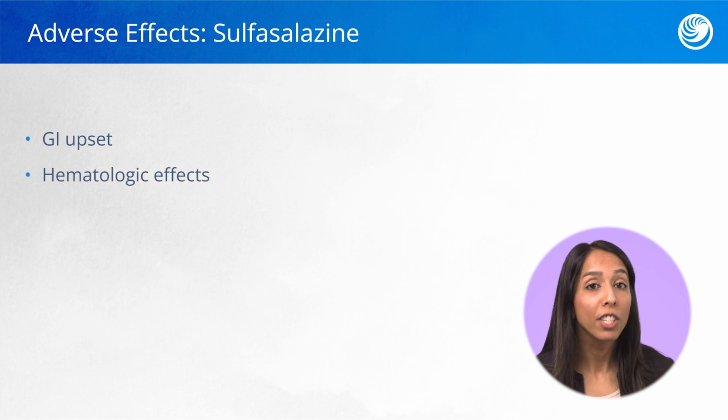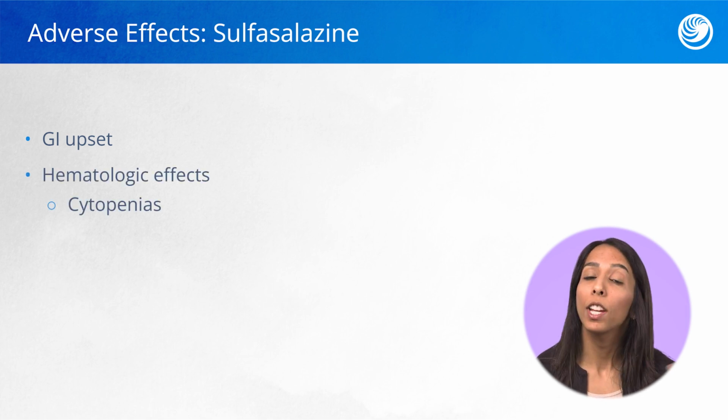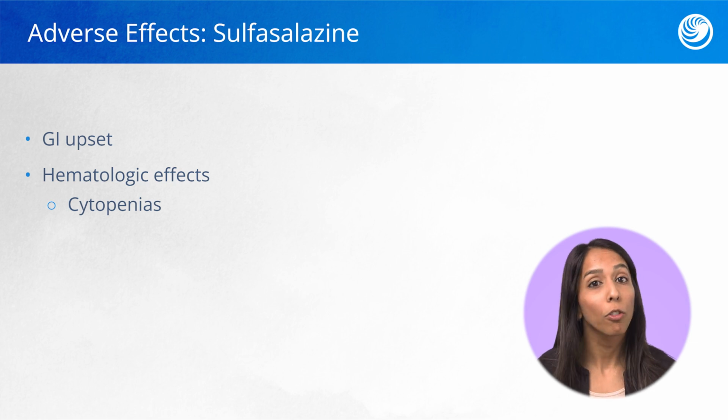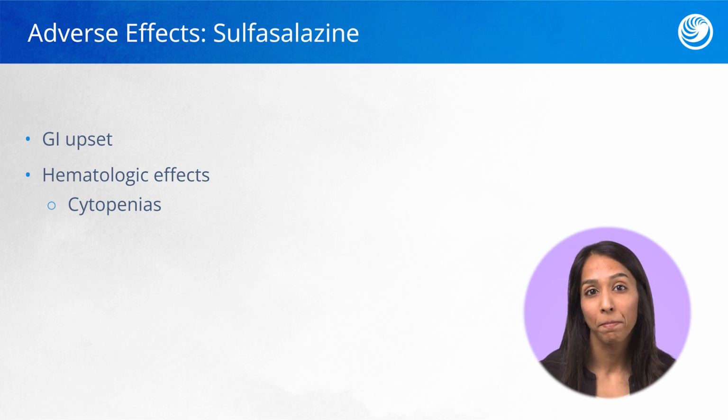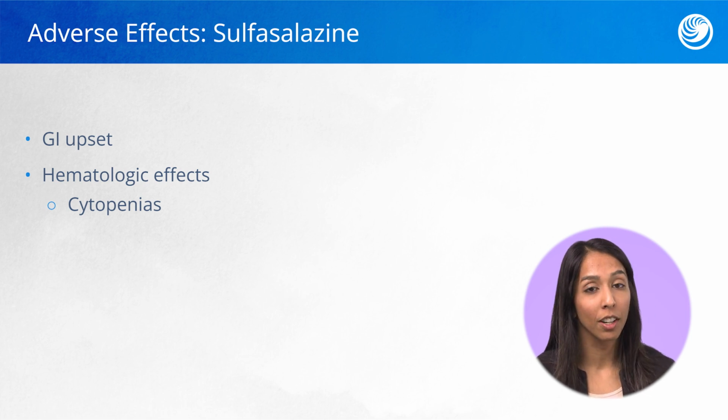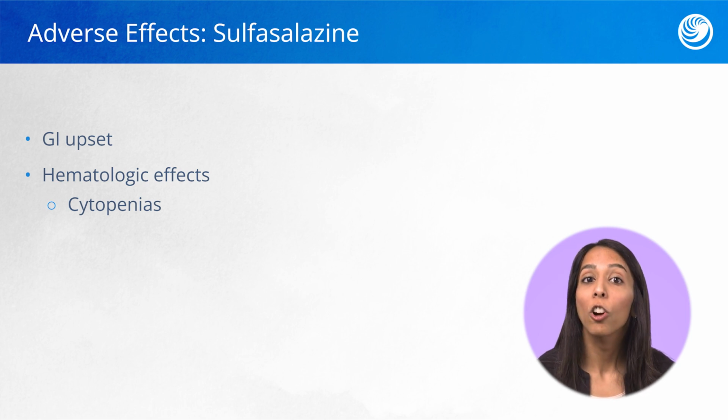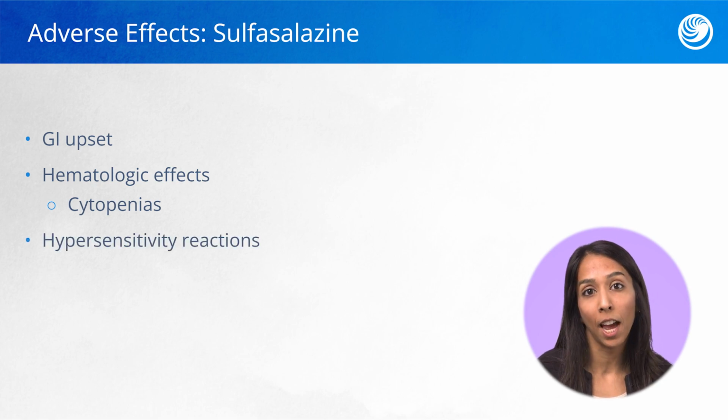Hematologic effects have also been associated with this drug, including anemia, leukopenia, thrombocytopenia, hemolytic anemia, and agranulocytosis, which can be life-threatening. Because this drug contains a sulfa moiety in its chemical structure, clients with a sulfa allergy are at risk for a hypersensitivity reaction. In addition to this, all clients are at risk for experiencing a delayed hypersensitivity reaction, resulting in fever, rash, and multi-organ damage.